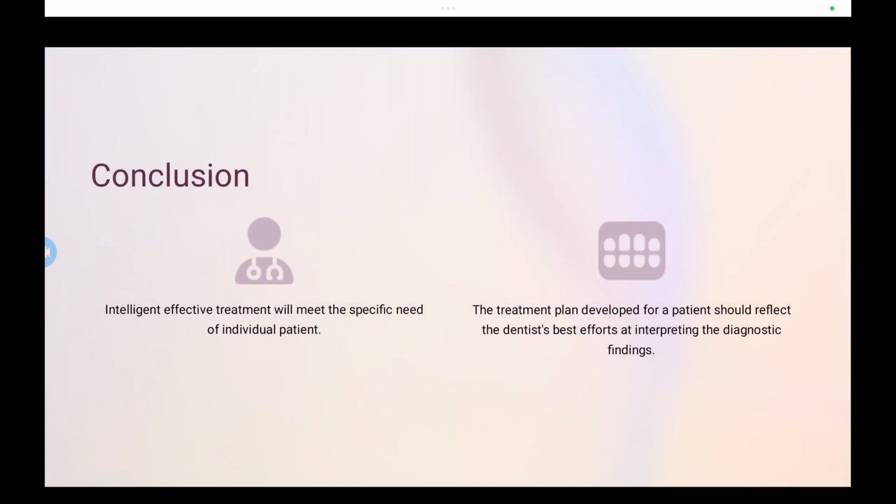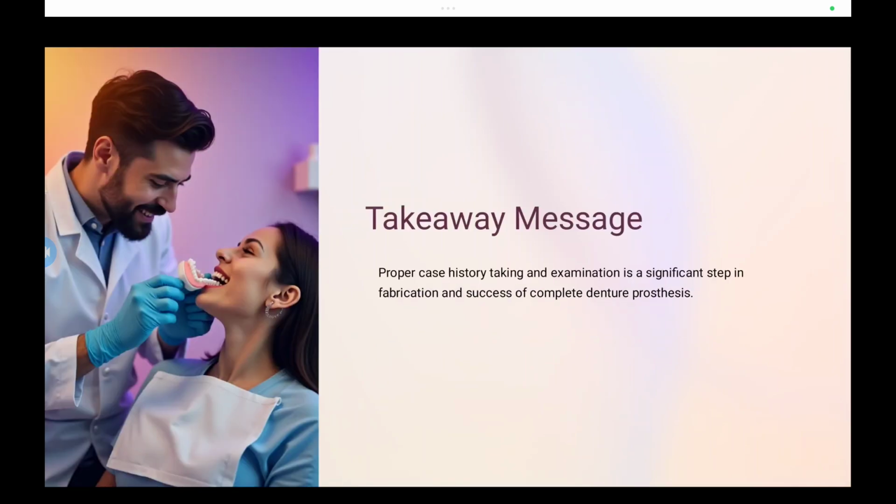As considered, intelligent, effective treatment will meet the specific needs of the individual patient. The treatment plan developed for a patient should reflect the dentist's best efforts at interpreting the diagnostic findings. Takeaway message: proper case history and examination is a significant step in fabrication and success of complete denture processes.